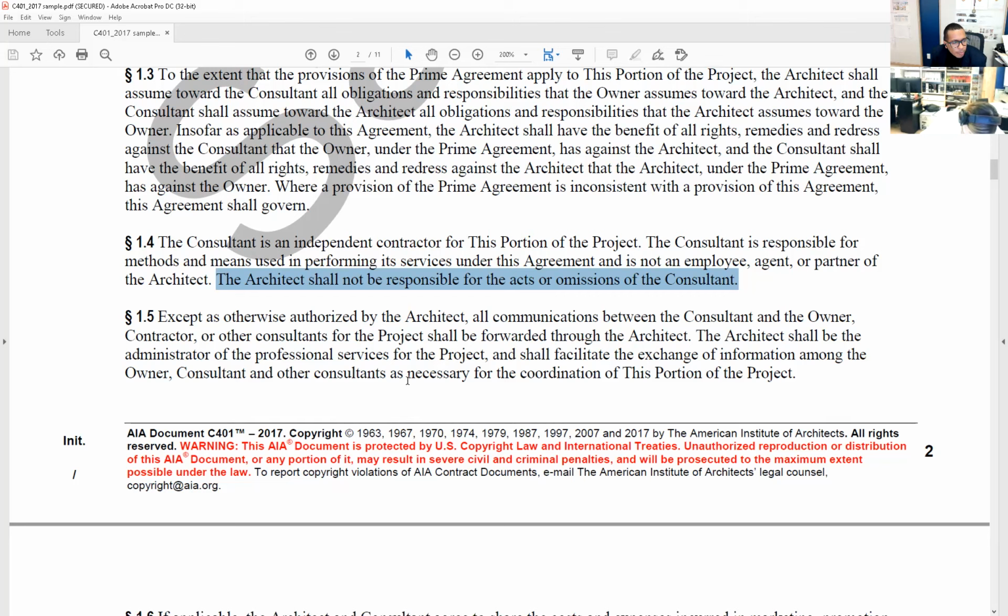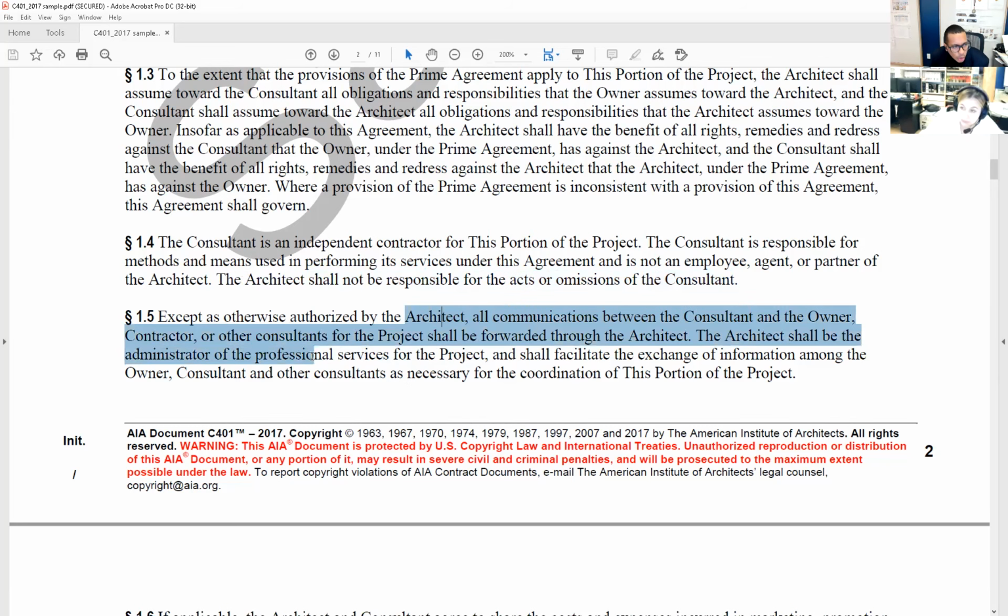Section 1.5: except as otherwise authorized by the architect, all communications between consultants and the owner, contractor, and/or other consultants for the project shall be forwarded through the architect. He's saying they cannot email each other without referencing the architect in the email. Just like when people email somebody out of the office, all correspondence gets sent through either me or Marcos. At the end of the day, all correspondence goes through me, because it goes through the architect.